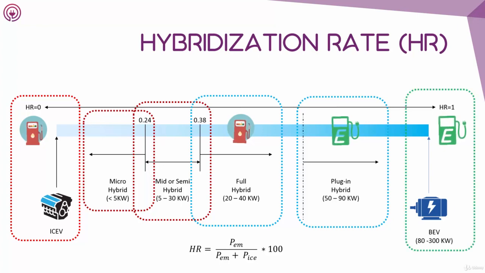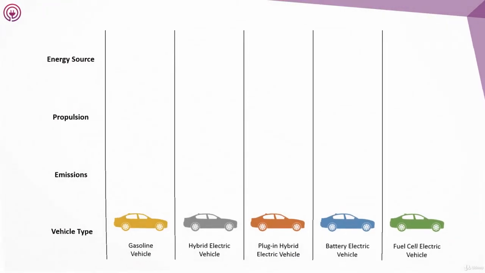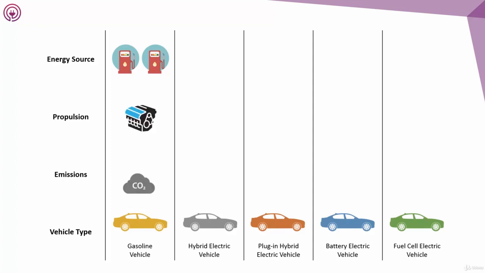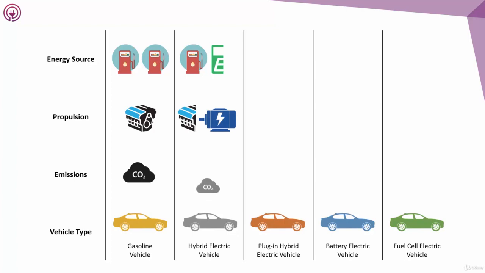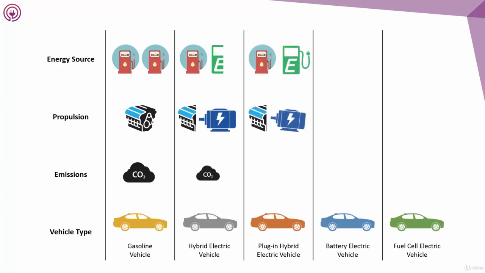So, to wrap up, this table shows the overview of all the different types of electric vehicles. In the case of ICE vehicles, they are solely powered by an IC engine and have the most emissions. The hybrid electric vehicles and the plug-in hybrid electric vehicles are powered by both an IC engine and the electric motor that uses energy stored in a battery. The battery is charged by the IC engine for both. For a PHEV, the vehicle can be connected to an electric power source to charge the battery.